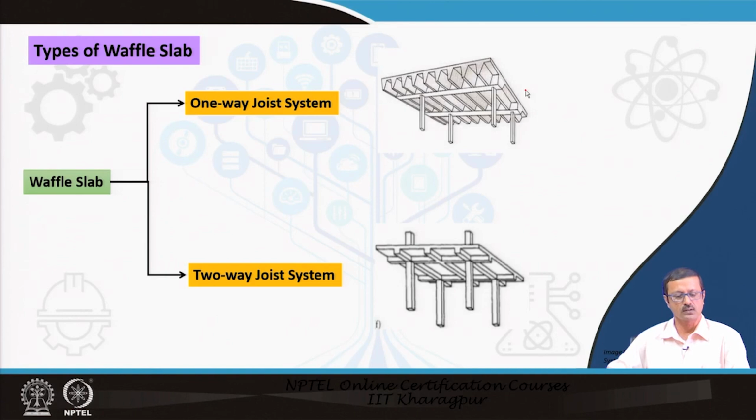So, now let us discuss the types of waffle slab. The types of waffle slab are mostly of two types from the structural point of view, the load action point of view. The first one is called the one-way joist system, and the second is the two-way joist system. Joists are nothing but those ribs or densified beams which are spaced very closely to each other and create a heavy kind of deck.